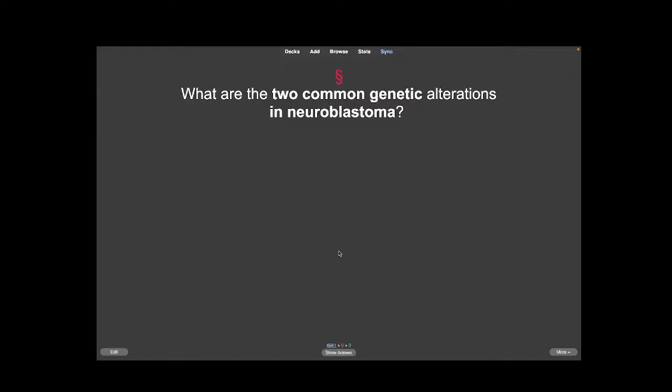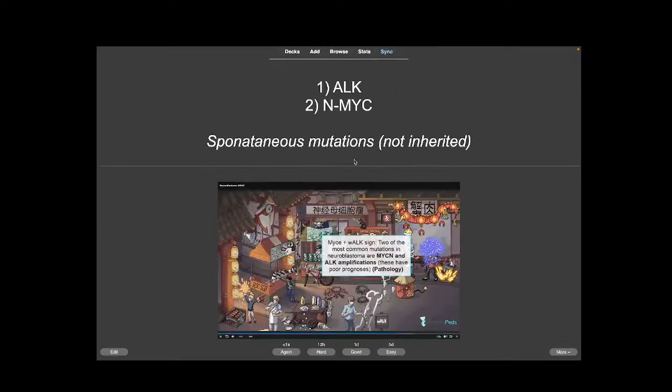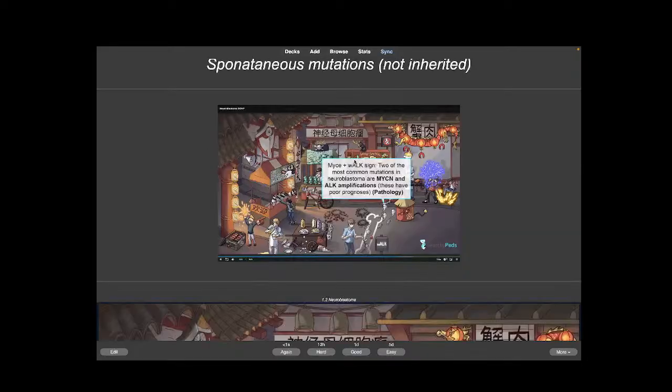What are two common genetic alterations in neuroblastoma? ALK and MYC. ALK and MYC, okay.